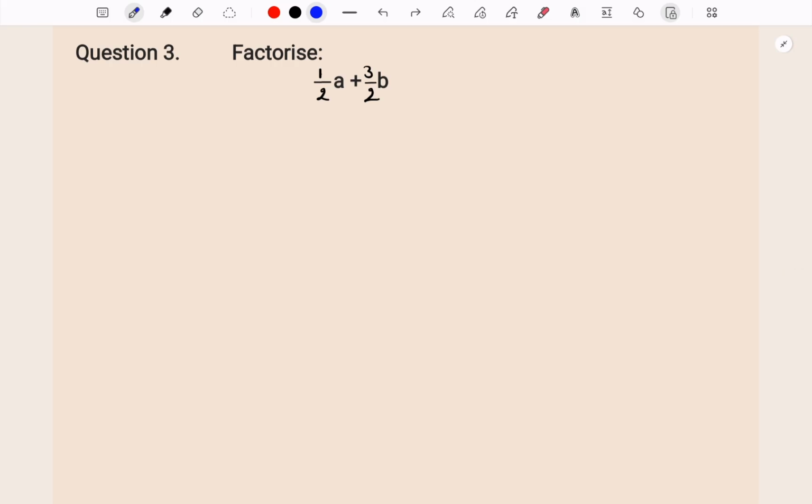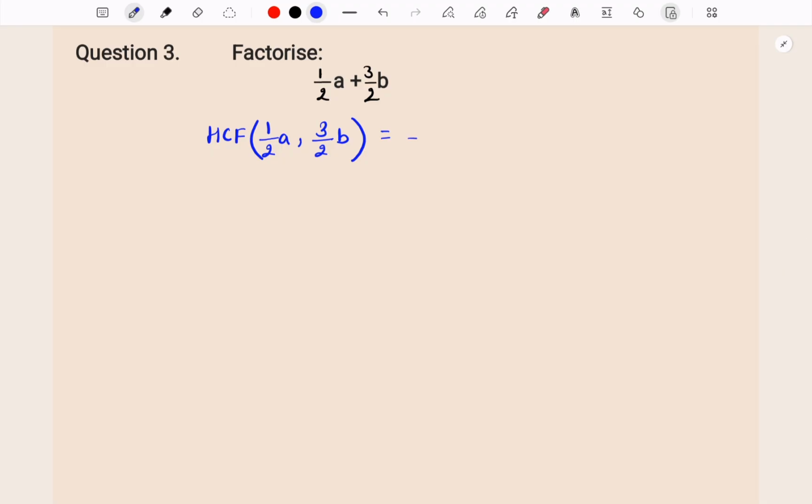Moving on to the third question. Here we need to factorize 1 over 2 into a plus 3 over 2 into b. Okay, let me first take the HCF of the terms of the expression. Here we have 1 over 2a and this is 3 over 2b. Alright. Now let's see how we can take the HCF here.